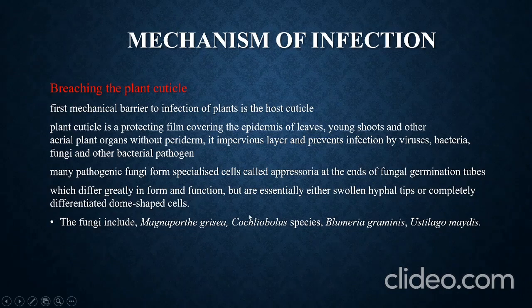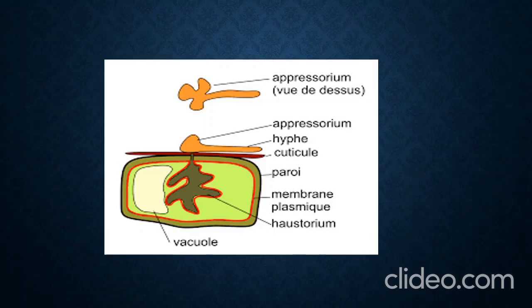The fungi including Magnaporthe grisea, Cochliobolus species, Blumeria graminis, Ustilago maydis are examples of fungi which form appressoria to infect the plant. Next is the structure of this appressoria, and how this appressoria enters into the plant cell. This is a fungus containing appressoria.